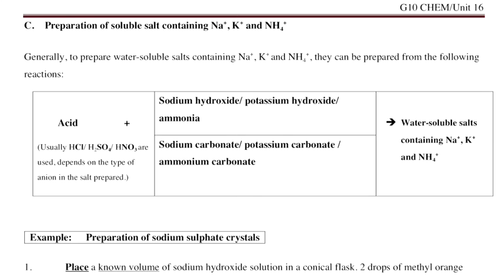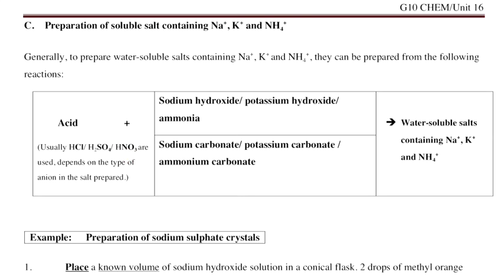Before we discuss the details of the setup, let's summarize the rules for making soluble salts containing sodium ion, potassium ion, and ammonium ion. To prepare a salt containing these three kinds of ions, we're going to use an acid that will provide chloride ion, sulfate ion, or nitrate ion. Which one we choose really depends on the target salt anion.